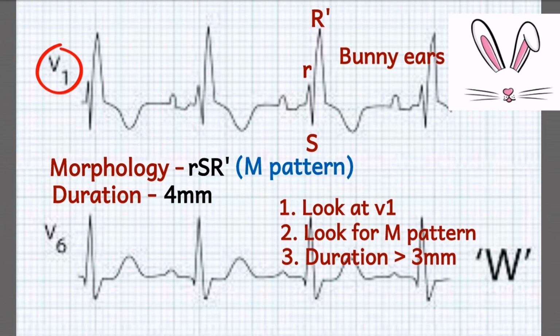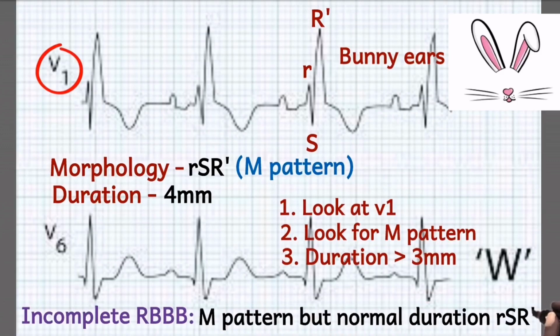And so to identify an incomplete right bundle branch block, you see an M pattern in V1 but a normal duration of the QRS complex, or technically the RSR prime.